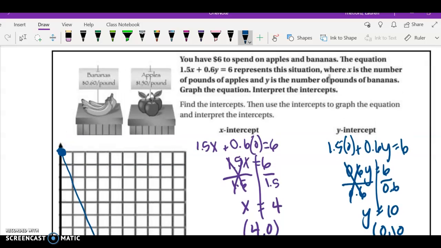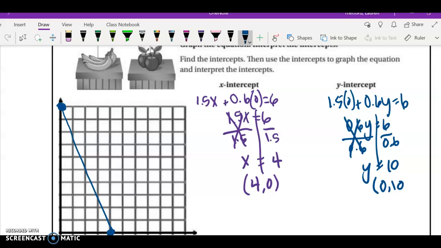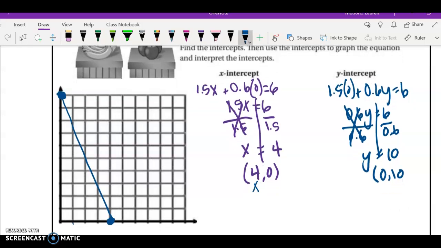So what this is saying is if I bought 4, and remember x represents our number of apples. So if I bought 4 apples, because that's in the x section, then I wouldn't have enough money for any bananas. So I could get 4 apples, but no bananas. If I buy no apples, then I can buy 10 bananas.